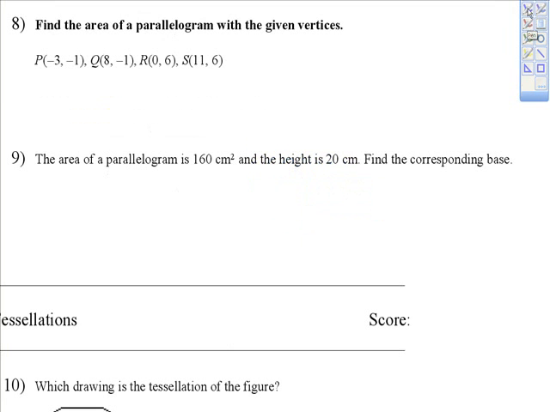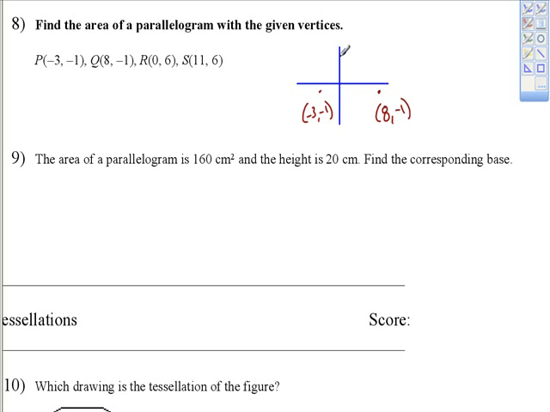Here we go. Number 8, we have to do a little work too. On number 8, you can just lay out a little bit of grid here, just to give you a guide. -3, -1 is about right here. I'm going to write that down so I can refer to it. 8, -1 is about right here. 0, 6 we're going to say is about right here. And finally 11, 6 is about right here.